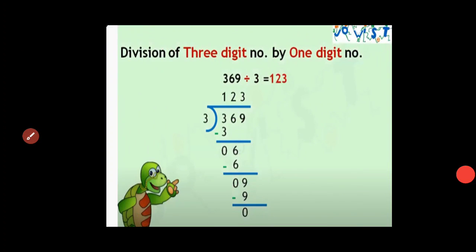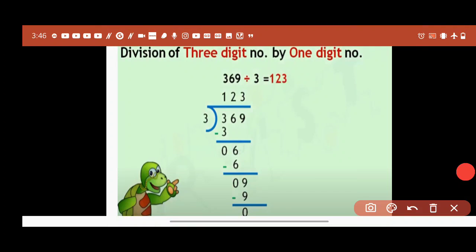Moving on. Always remember, we begin from the hundreds. Which number is at the hundreds place? Number 3. First of all, let's compare. Compare this first digit with the number outside. 3 is already equal to 3. It means the number 3 can be divided by 3. 3 ones are 3. Write down 1 at hundreds place and write down 3 over here.